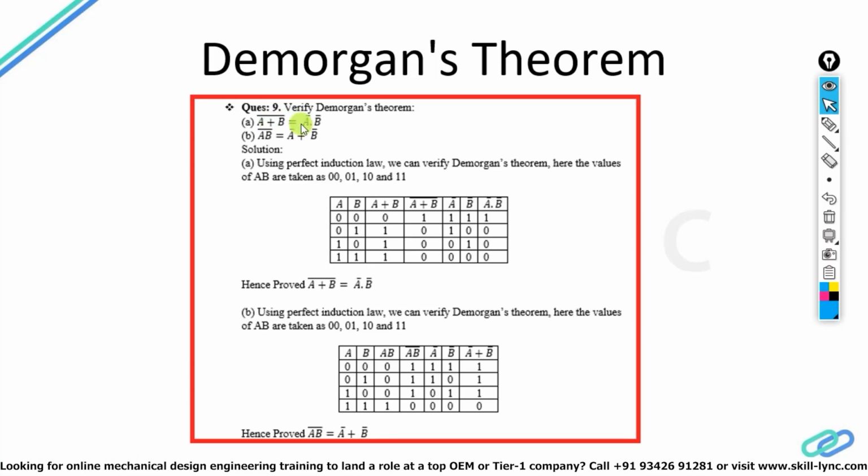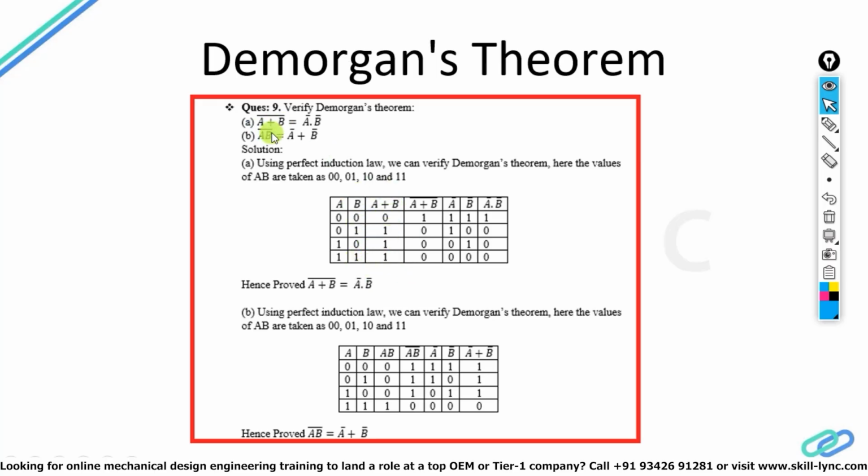So because A, B, two variables are there, so there are 4 possible combinations. That is 0, 0, 0, 1, 1, 0 and 1, 1. Now first of all you will find out the values of A plus B. Now you are having a set of 4 combinations. Now you will put A plus B. A plus B is simply 0 plus 0, 0 plus 1, 1 plus 0 and 1 plus 1. Just putting an OR gate, you are getting the values of A plus B.